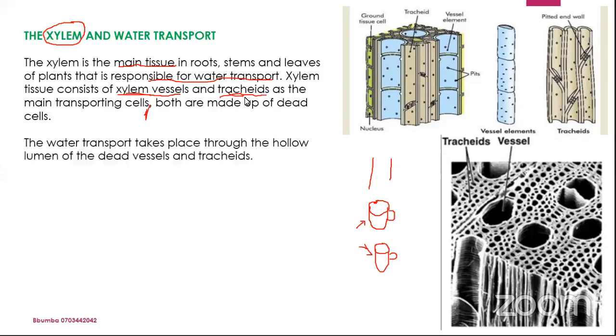Now, the water transport takes place through the hollow lumen of these dead vessels and tracheids. Sometimes they're called vessel elements. Let me write here the word element. Vessel element, and the tracheids. These are the ones which conduct water, and they are of two different types, as we are going to see. This is how the vessel element looks, and then the tracheid. Here it had been cut transversely to see inside, but in picture one, this is how it looks inside.